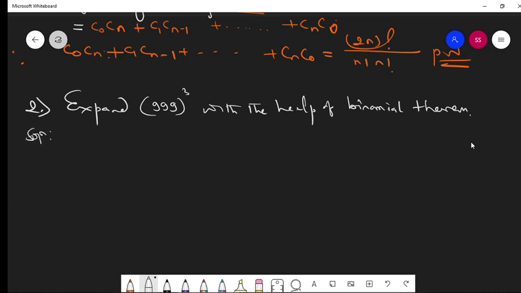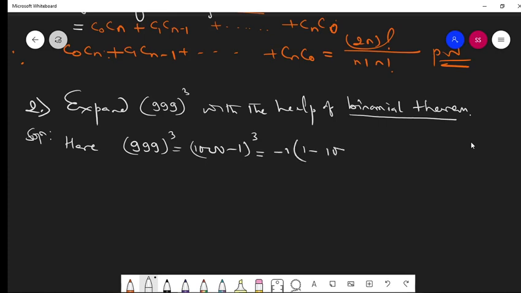Solution: dear students, here we have given 999 cubed. If you use a calculator, you will get the answer directly, but the condition is that you have to use the binomial theorem. That's why 999 is (1000 - 1) to the power 3. If minus 1 is common, (1 - 1000) to the power 3 with a factor of minus 1.